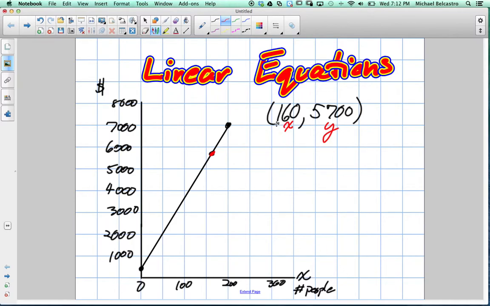Okay, so what does this tell us? That 160 people will be what? They have to pay that much money. Yeah, $5,700 they'll have to pay, and that's kind of our coordinate there for it.